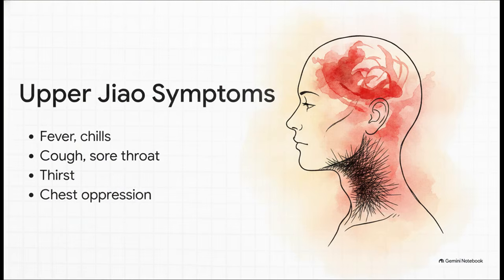Think about the last time you came down with a really nasty respiratory infection. You almost certainly felt these classic surface-level upper jiao symptoms: the fever, the chills, a scratchy sore throat, and a cough. But if severe heat pushes all the way into the heart and pericardium, it causes chest depression, restlessness, and what TCM calls a shen or spirit disturbance, which can look like delirium.